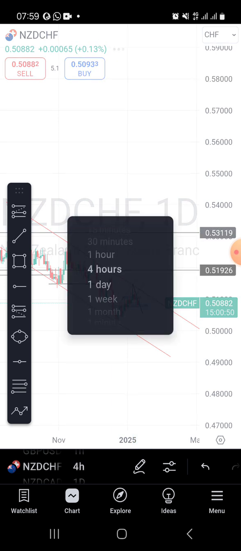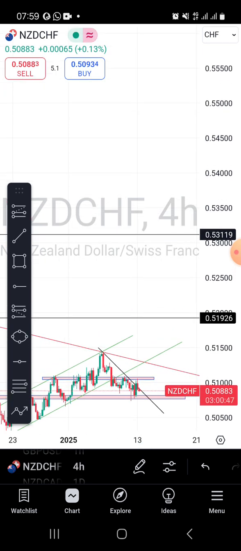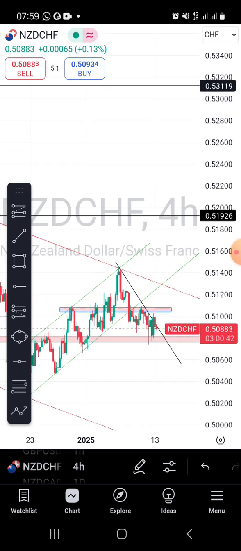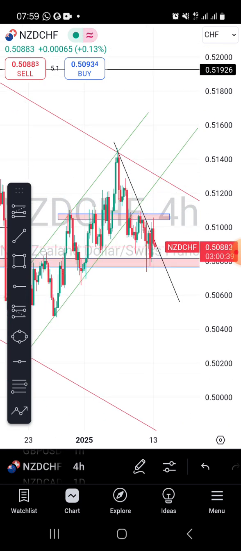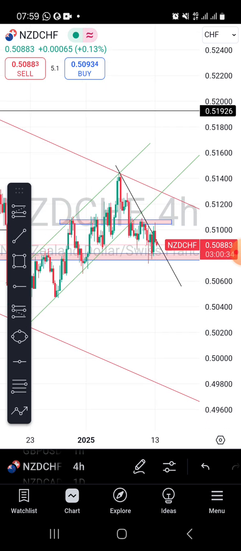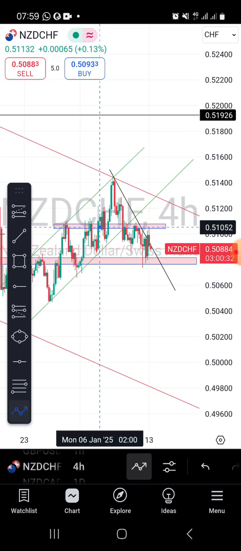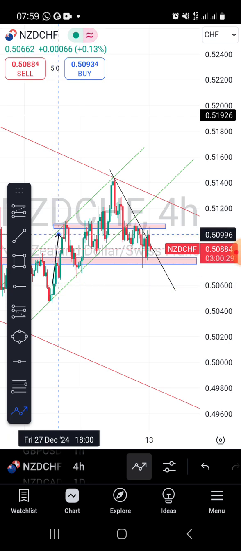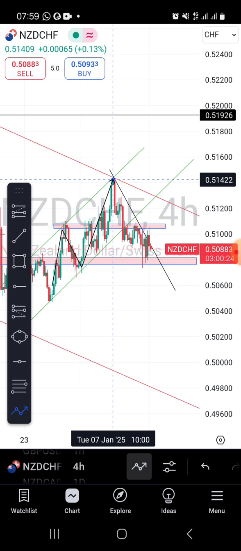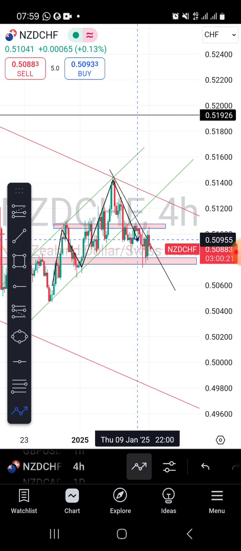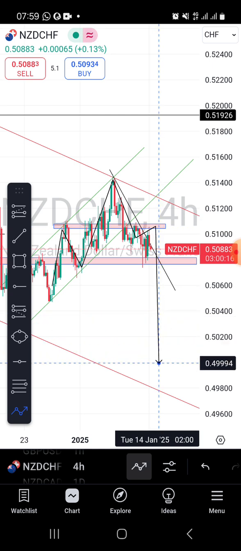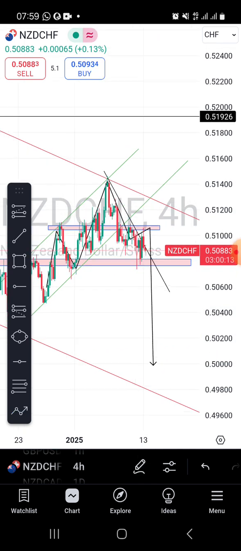What do we have in H4? We can see clearly here in H4 a chart reversal pattern has been created, which is the head and shoulders. The left shoulder, the head, the right shoulder here. Then we should be expecting something like this.